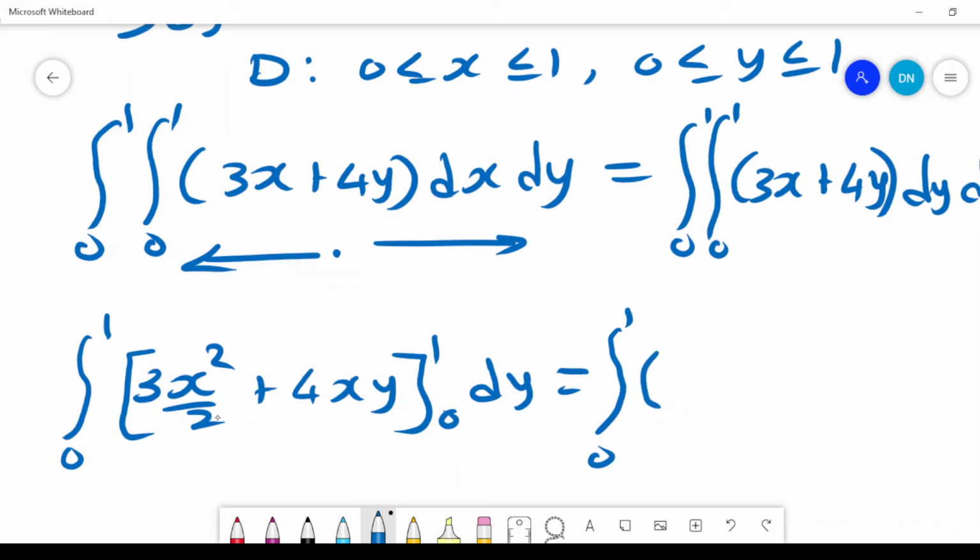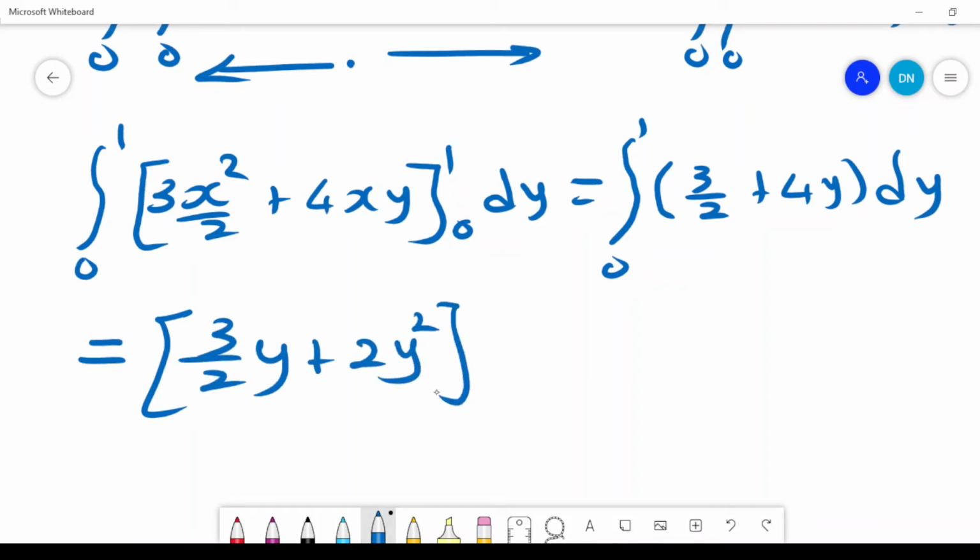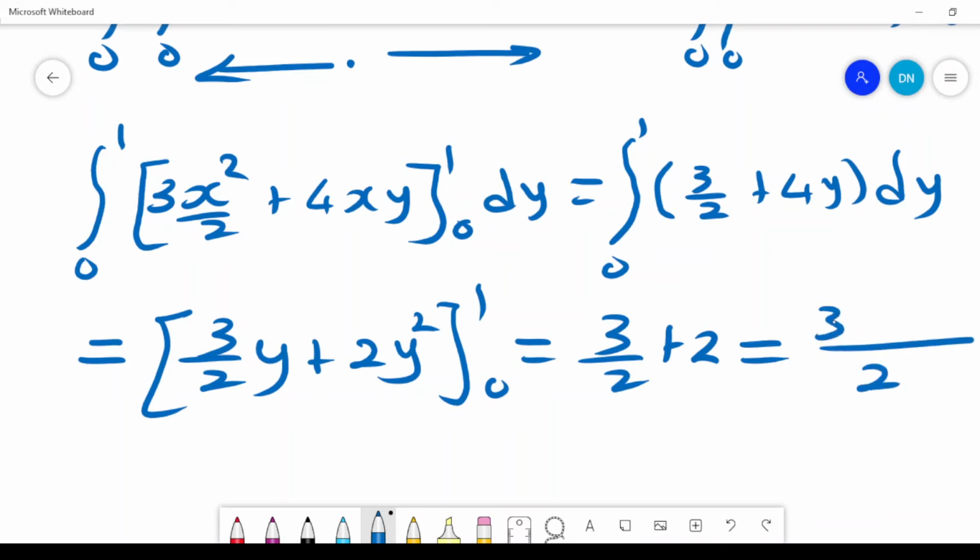When x is 1, this becomes 3 over 2 plus 4y. Then I integrate with respect to y. So this becomes 3 over 2y plus 2y squared, 0 to 1, which is 3 over 2 plus 2, which is 3 plus 4 over 2, and the answer is equal to 7 over 2.